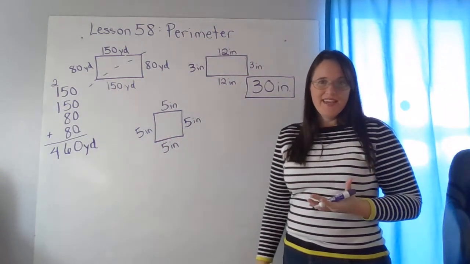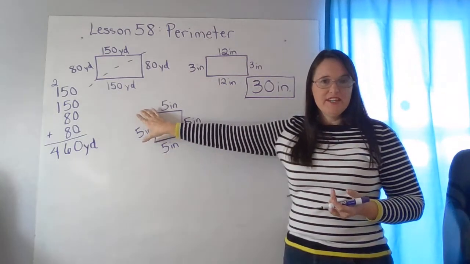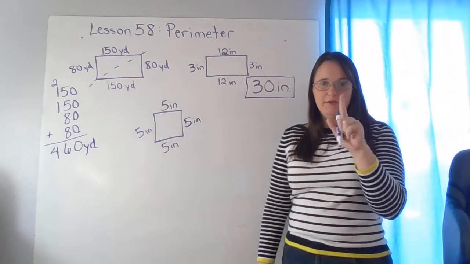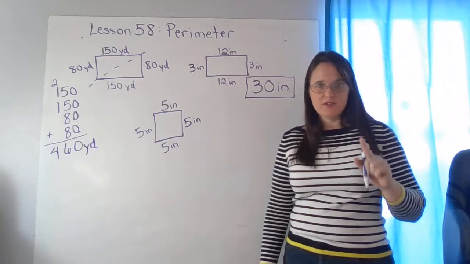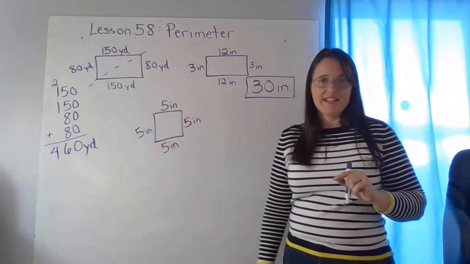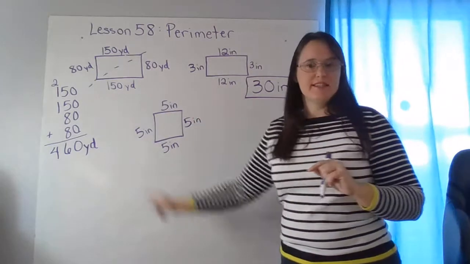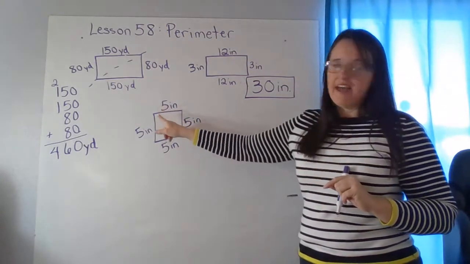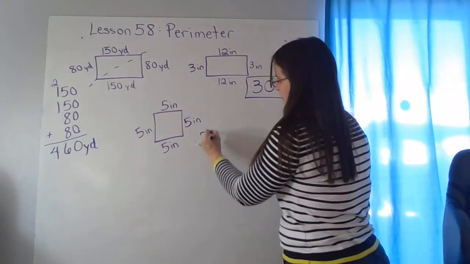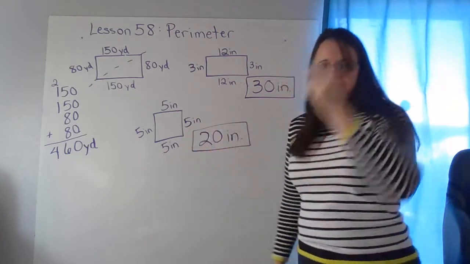So a little trick, if it looks like a square and only one side is labeled, then you can assume that it is a square. If your textbook ever only labels one side of a shape that looks like a square, that's because they want you to figure out that all 3 of the other sides are the same length as that first side. So in this case, the perimeter, I can just count by 5s. 5, 10, 15, 20, and I've got a perimeter of 20 inches for my answer.